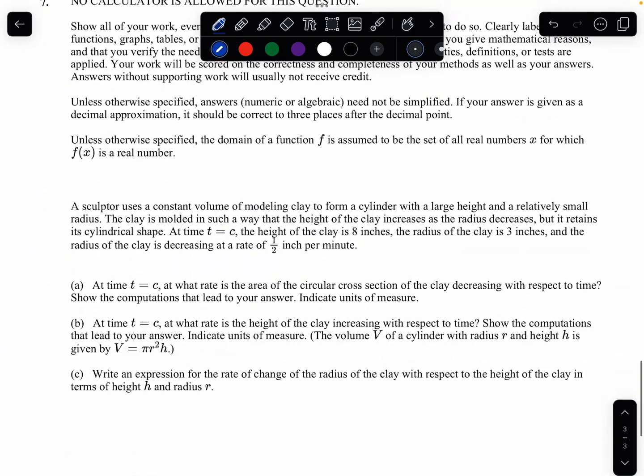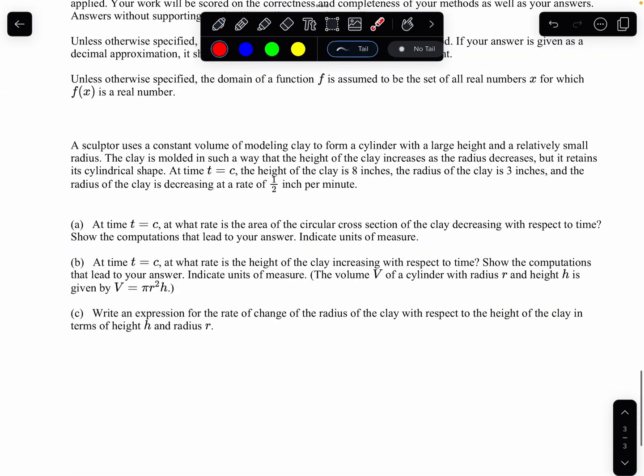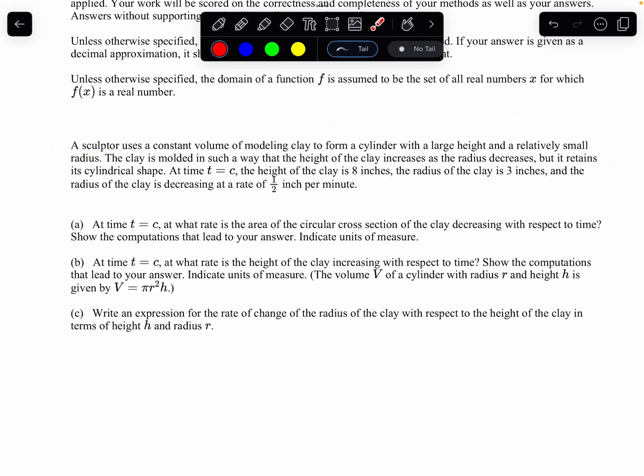Okay, and this last problem. A sculptor uses a constant volume of modeling clay to form a cylinder with a large height and relatively small radius.